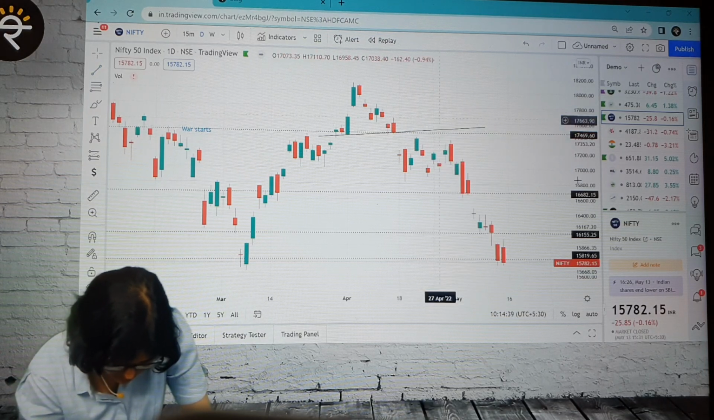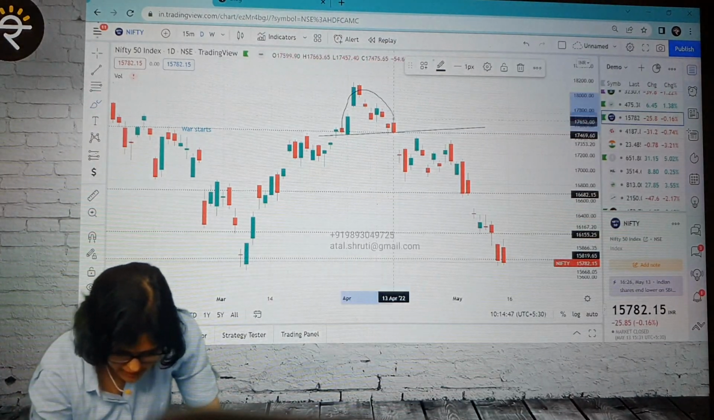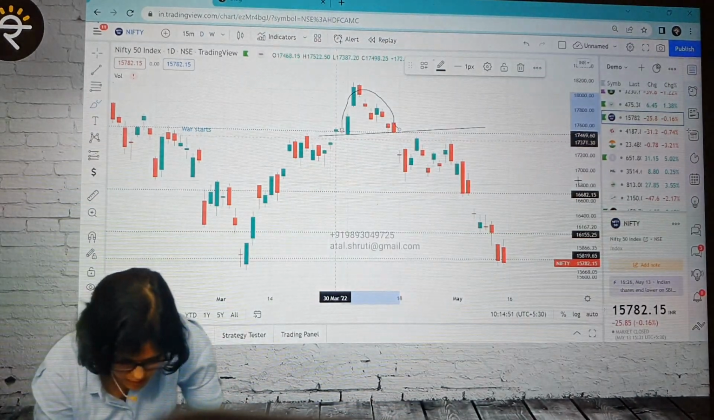Not drawn it properly as such, but it's okay. I just extended this right now. Okay. Now what happened again? Please pay attention. This was an island reversal. Correct? Can you see the gap? This was the gap.